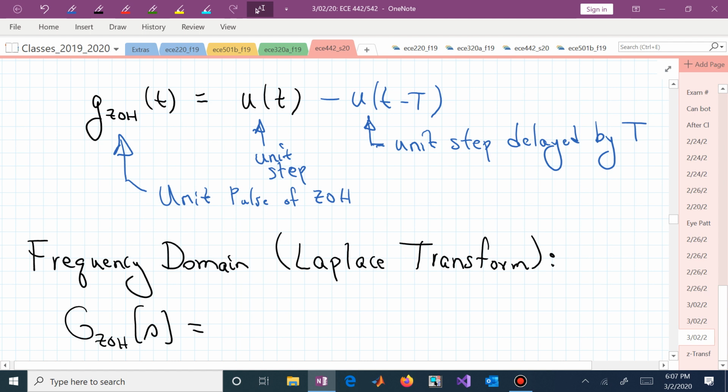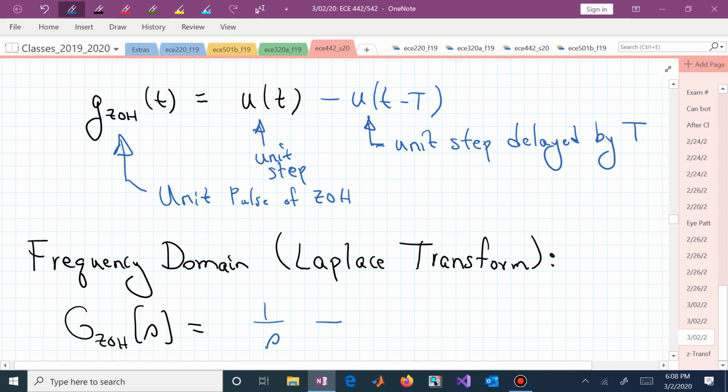What's the Laplace transform now of the right-hand side? The left-hand side is easy. We just capitalize the lowercase g. We now say, okay, what's capital G sub ZOH of S? What's the Laplace transform of a unit step? That's 1 over S. We take away from that the Laplace transform of a delayed unit step.